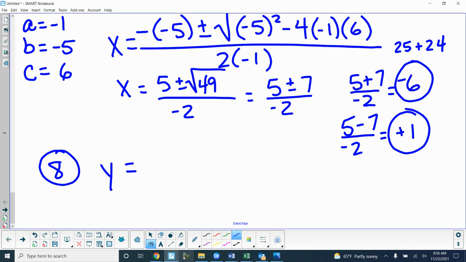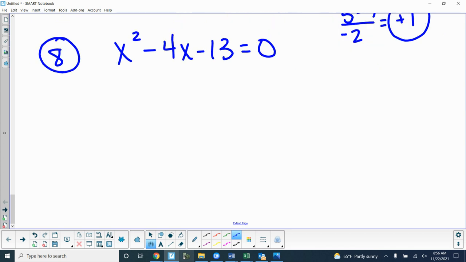Oh, there's no y equals on this one, is there? Equals 0. So we got x squared minus 4x minus 13. All right, so a is 1, b is negative 4. Again, you don't have to write this out, but if that helps you, go ahead. And c is negative 13. We just substitute it. We don't need to put any variables in this. Some people try to put the variables in as well.